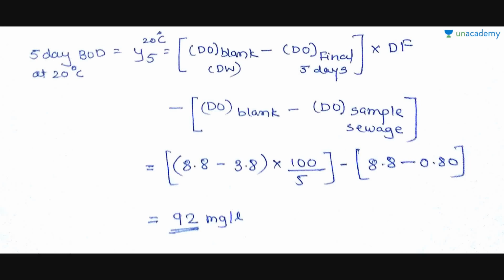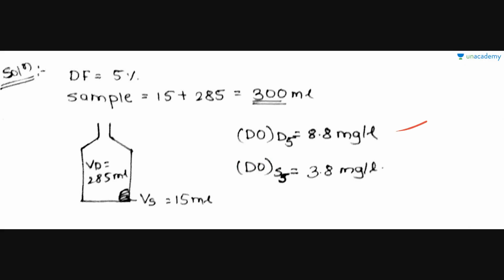So we can easily find the answer by the equivalent formula that I have explained in my second lesson on BOD, right? So please do refer to that lesson to understand the BOD in detail. So 5-day BOD at 20 degrees Celsius is equal to, in brackets, DO blank, that is DO of distilled water, minus DO final after 5 days, into dilution factor, right? And DO blank minus DO sewage sample, all these values are given in the question, that is 8.8 and 3.8.